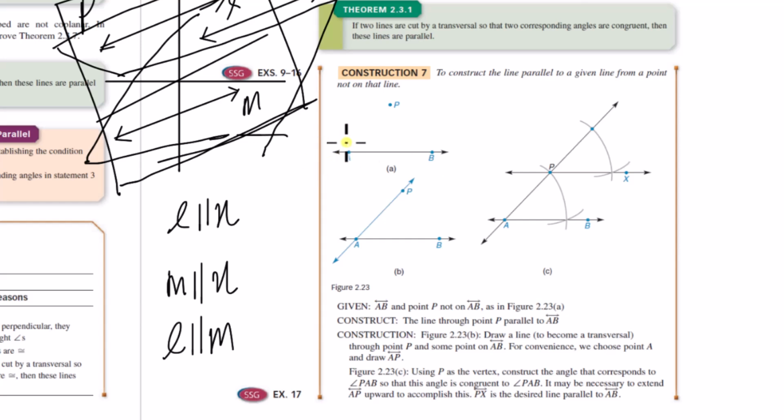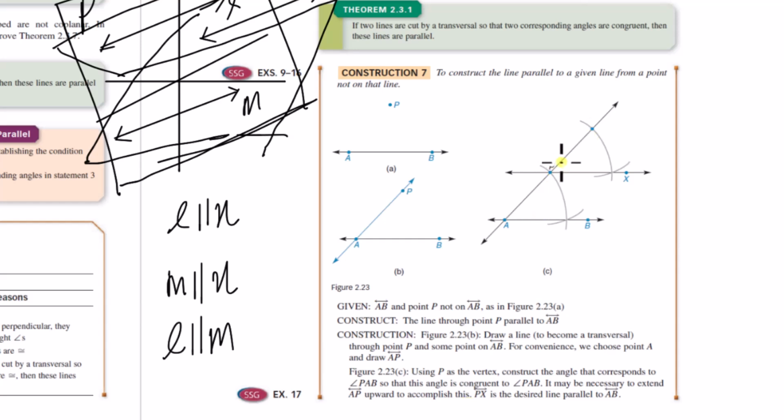That's the parallel postulate. Okay, how can we use a compass and a straight edge to construct that line? First, draw a line to become a transversal through point P and some point on line AB. They draw this line that goes through point P and then through some point on line AB. Now using P as the vertex, construct the angle that corresponds to angle PAB so that this angle is congruent to angle PAB. It may be necessary to extend line AP upward to accomplish this.